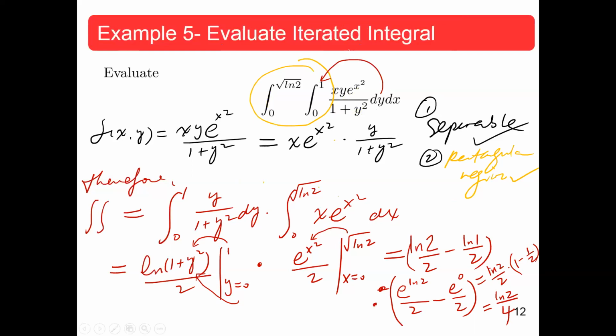So this is one example where we can use the conclusion that we have talked about for separable functions over a rectangular region. We can break that down into 2 single integrals, evaluate each, and then multiply them at the end. It's pretty convenient for separable functions.